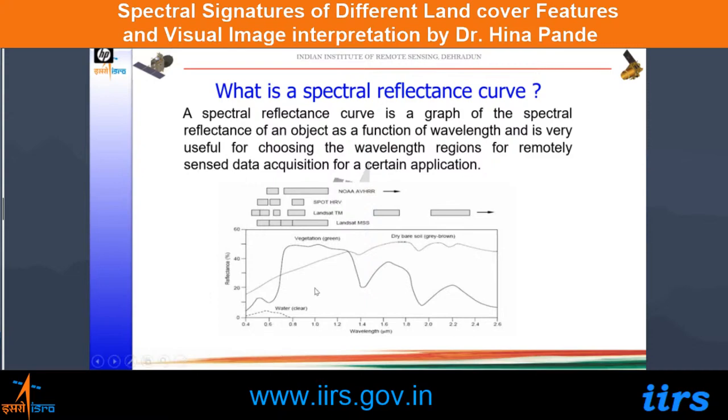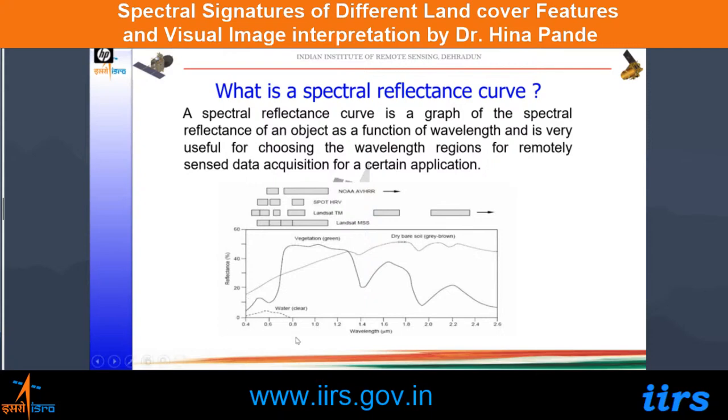Now, if you see here, you will see that this curve corresponds to water. But the physical condition of the feature, that is water, is clear water. So if, due to any reason, this physical condition changes, then this curve is also going to depict some changes.